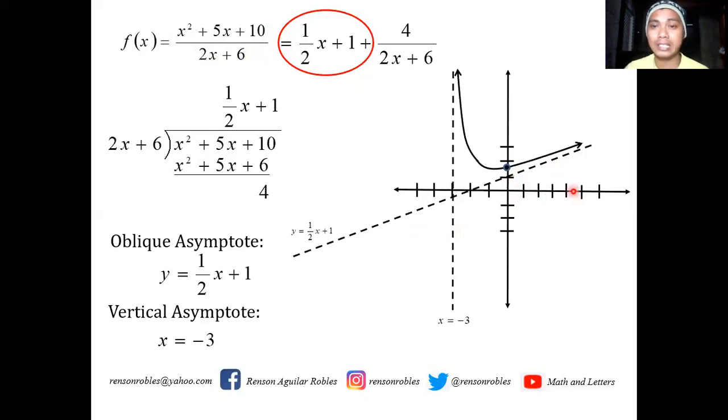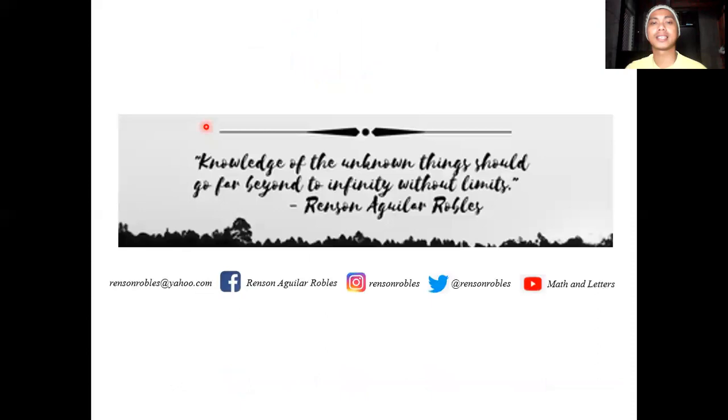And you will notice that since this is an asymptote, the behavior of this curve will just get closer and closer to this line, but will never pass through. And then it will also get closer and closer to x equals negative 3 and will never pass through. And this curve will have a reflection over this side of the Cartesian coordinate system. Okay, and that completes the graph of f of x equals x squared plus 5x plus 10 all over 2x plus 6. And that's it for now.